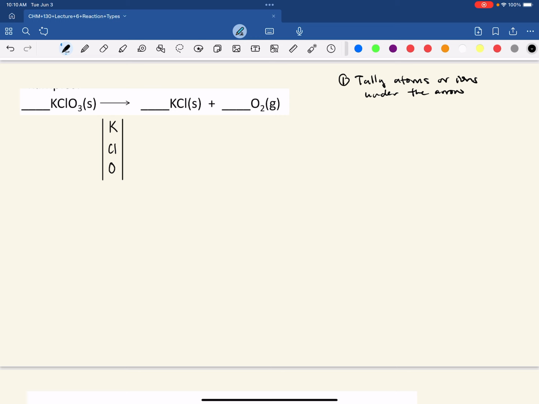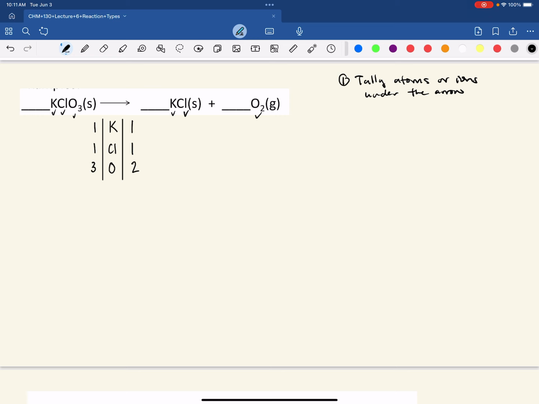Now I'm going to count. I've got 1 potassium, 1 chlorine, and 3 oxygens. 3 because of that subscript 3. On the other side of the equation, I have 1 potassium, 1 chlorine, and 2 oxygens, okay? So given that this is the case, we can see that the oxygens are not balanced. And remember, I can't change the subscript, so really I have to write numbers in front of the oxygen and the KClO3 to be able to balance it.